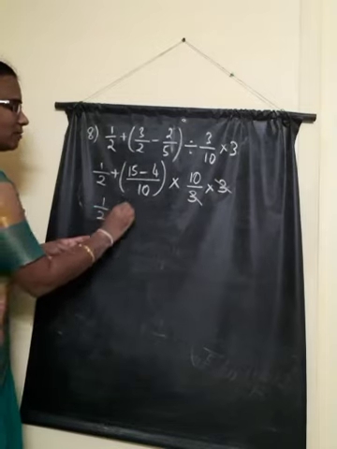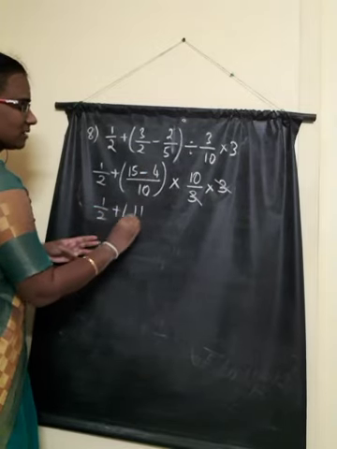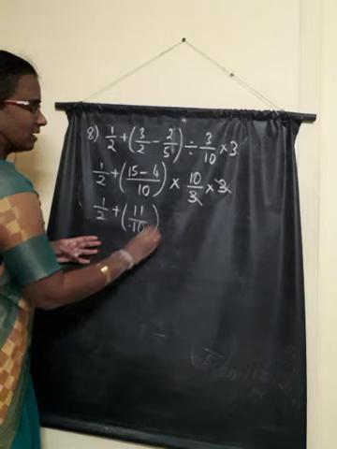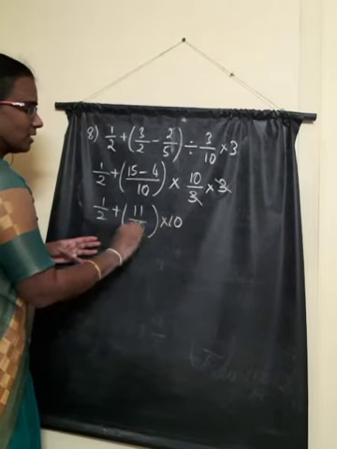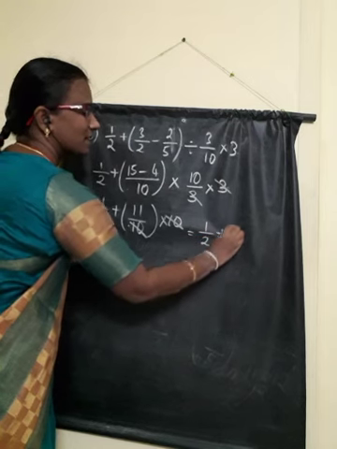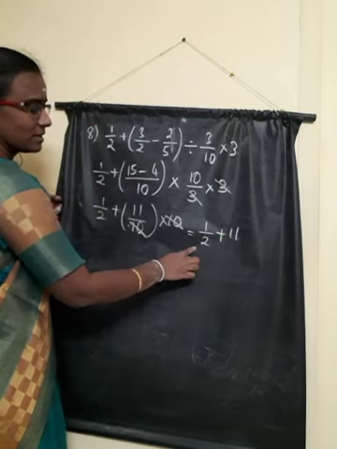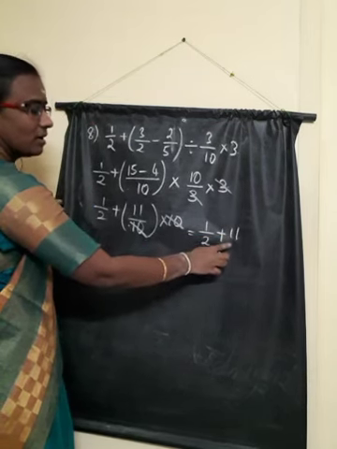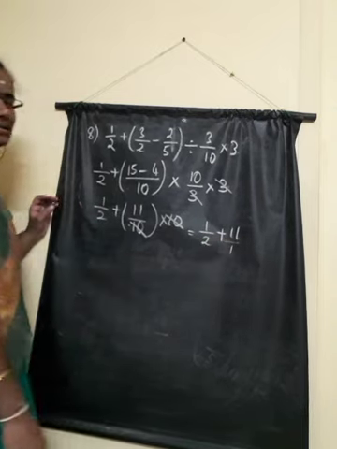1 by 2 plus 15 minus 4 is nothing but 11. So 11 by 10 into 10. Here 10 and 10 will be cancelled. So 1 by 2 plus 11. Now one is a fraction, the other is a whole number. Let me consider this here as 11 by 1.